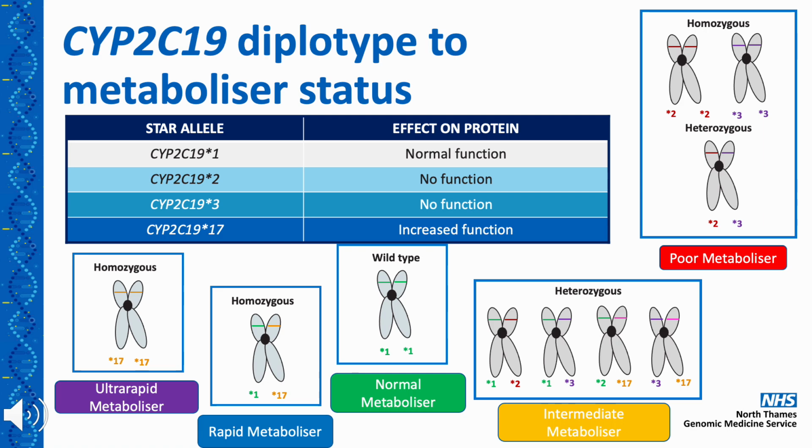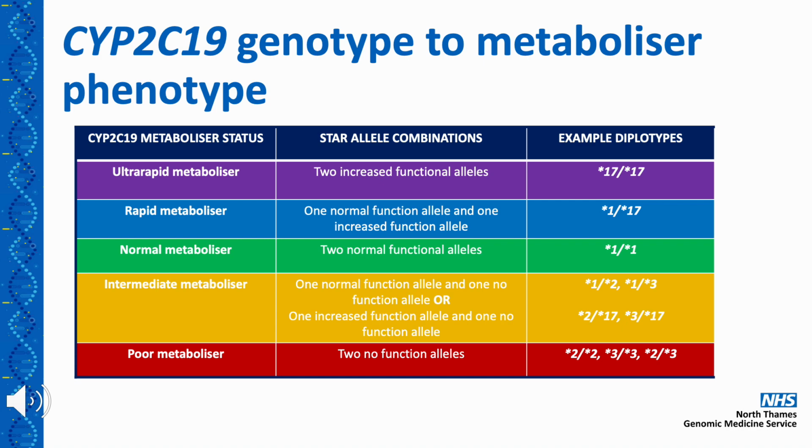By combining the effect that each allele has on the protein produced, we determine the overall metabolizer status. For instance, *2 and *17 alleles both have increased function, and that combination leads to an ultra-rapid metabolizer status that is seen in the bottom left. Using the alleles *1, *2, *3 and *17, this table outlines the possible combinations that can lead to each of the metabolizer phenotypes.